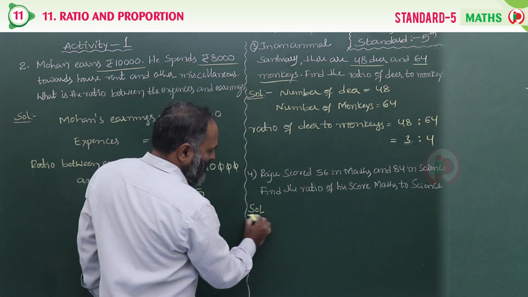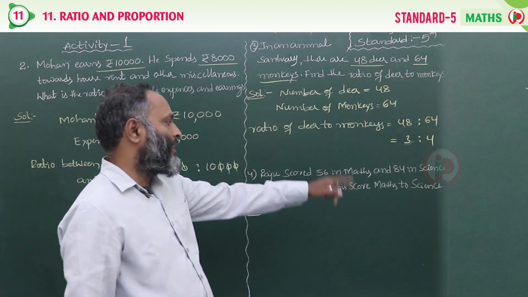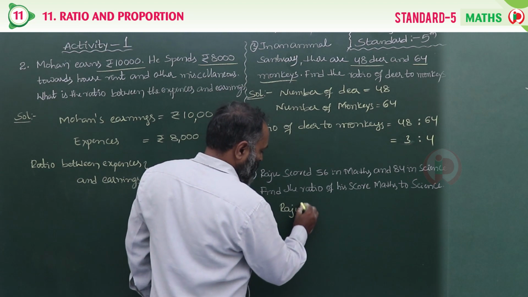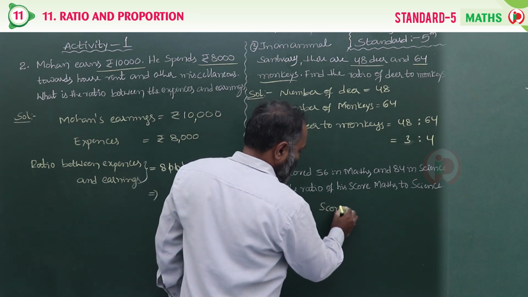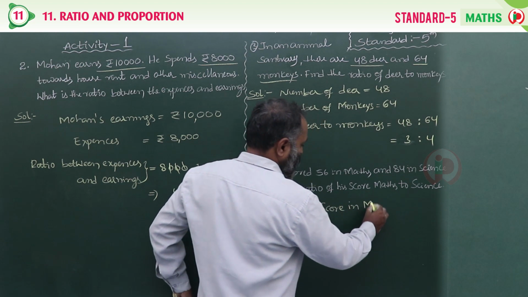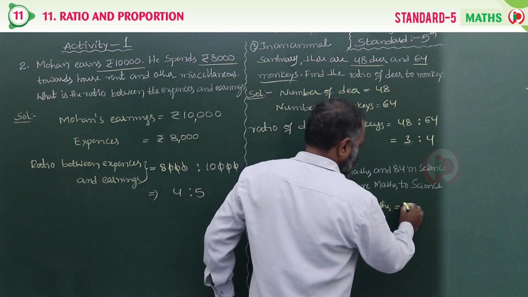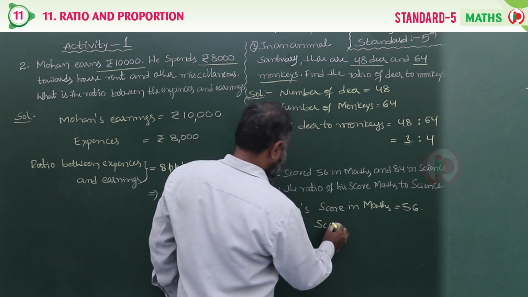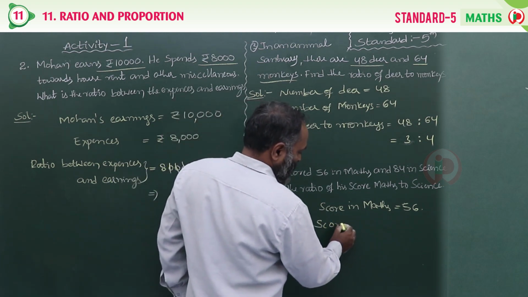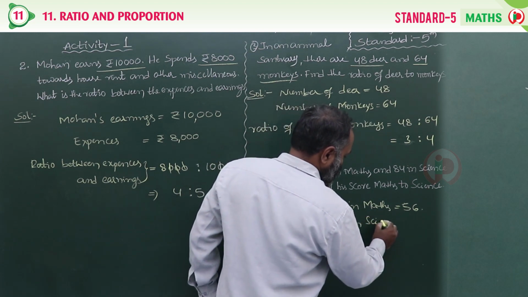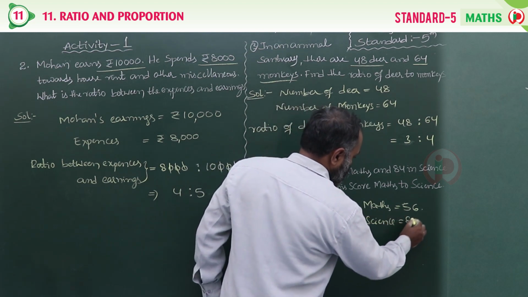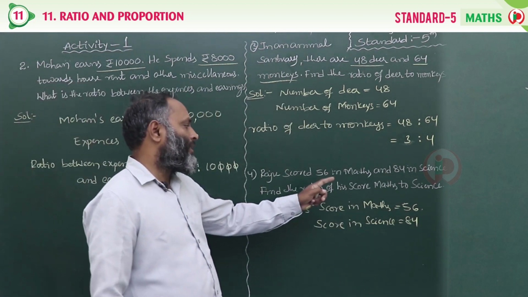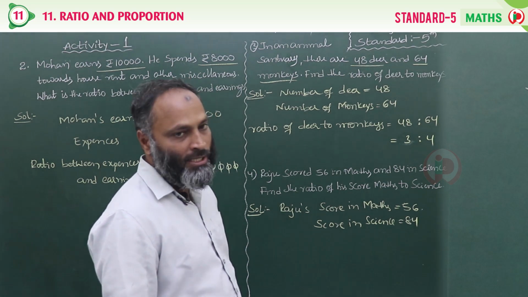Raju scored 56 in maths and 84 in science. So what is his score in maths? 56 marks. And the score in science is 84. Now find the ratio of his score in maths to science.